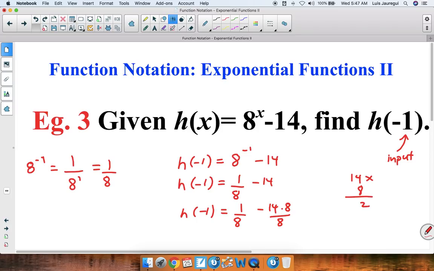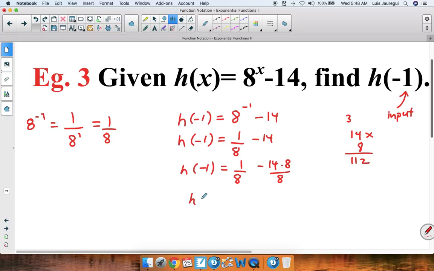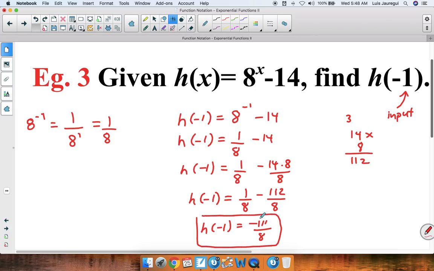8 times 4 is 32. We carry the 3 over. 8 times 1 is 8 plus 3 gives you 11. So 14 times 8 is 112. Using that information, we have that h of negative 1 is equal to 1/8 minus 112 eighths. Now combining these terms, we get that h of negative 1 is equal to 1 minus 112, which is negative 111, over the common denominator of 8. Thus, you can conclude that h of negative 1 is the same as negative 111 over 8.